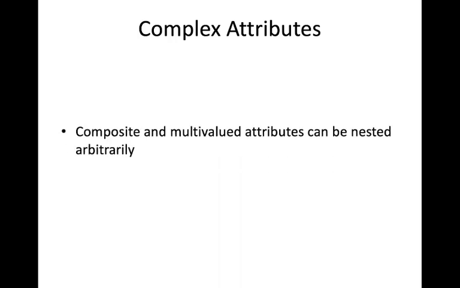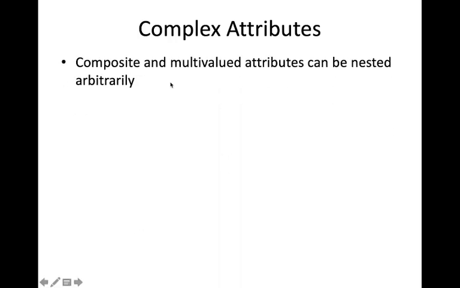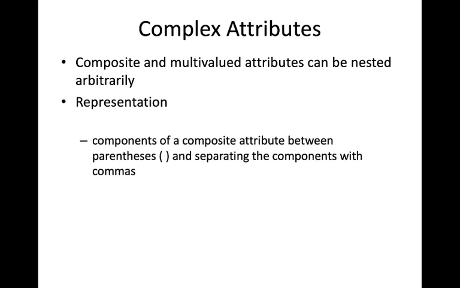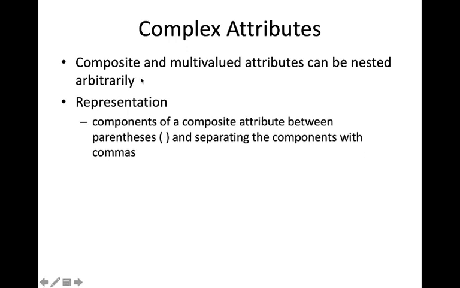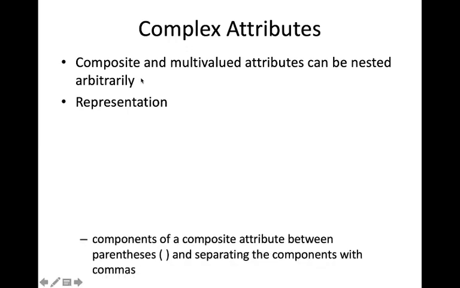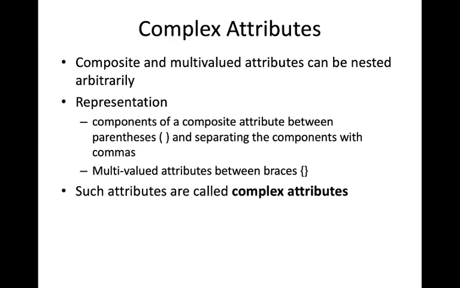The next type of attribute is complex attributes. Composite and multi-valued attributes can be nested arbitrarily. We have already seen what a composite attribute is, and also multi-valued attributes. This can be nested to any levels. We will see an example, then you will understand.